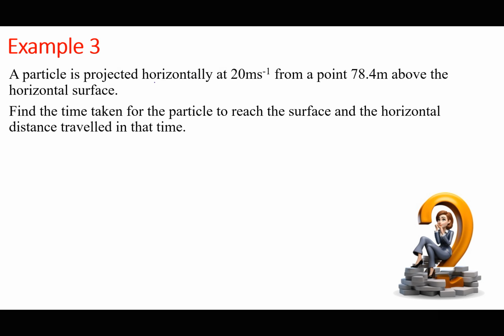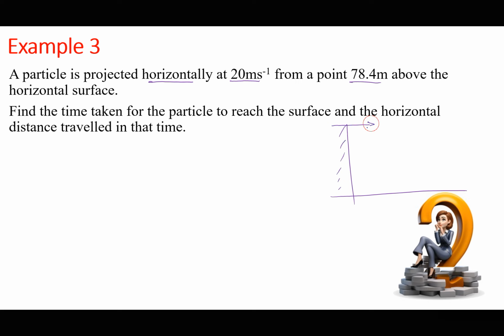A particle is projected horizontally at 20 meters per second from a point 78.4 meters above a horizontal surface. Find the time taken for the particle to reach the surface and the horizontal distance traveled in that time. So you can try out this. I'm just going to sketch a diagram and I will just press my calculator to give the answer without showing any working.